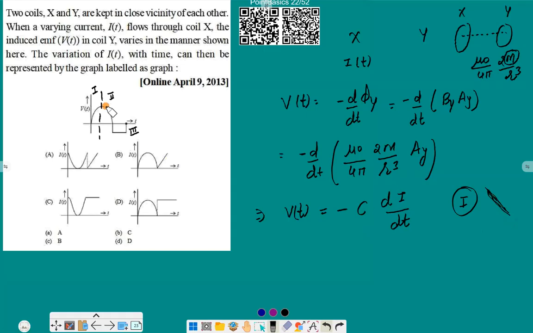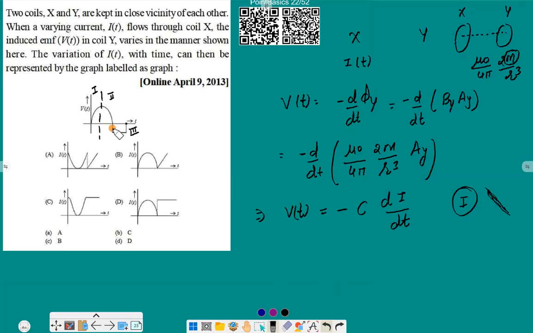Now coming to region 2, here the potential is decreasing but still positive. So it means again di by dt is negative, but the amount of di by dt, or its magnitude, is smaller as compared to the previous one.